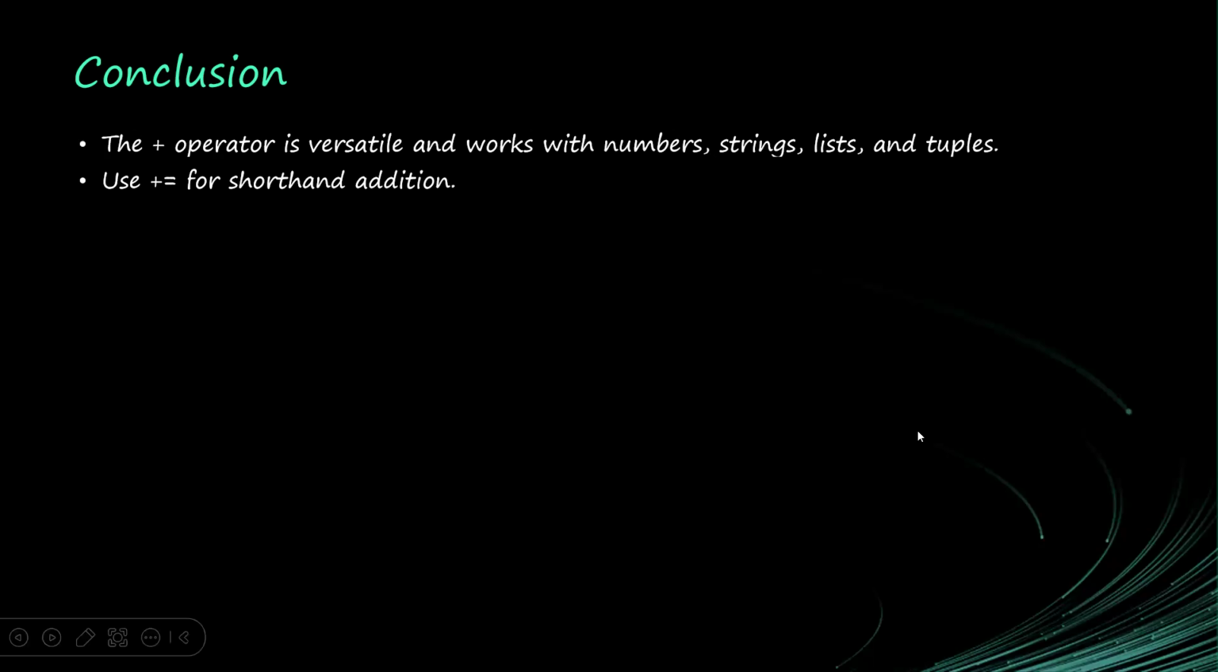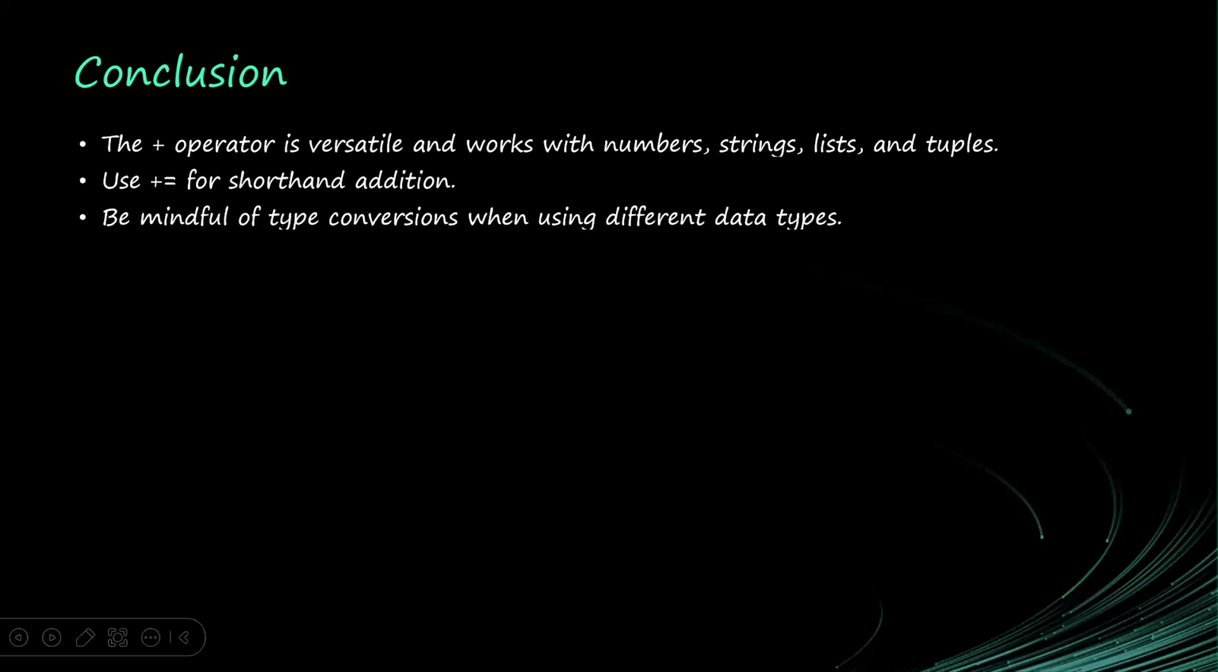So we also showed you the shorthand addition, and be mindful of type conversions when using different data types. So when you're doing addition, and the operands are of different data types, be aware of it. But if you're adding an integer to a float, there will be no issues. Python will convert it for you implicitly and give you the result as a float.